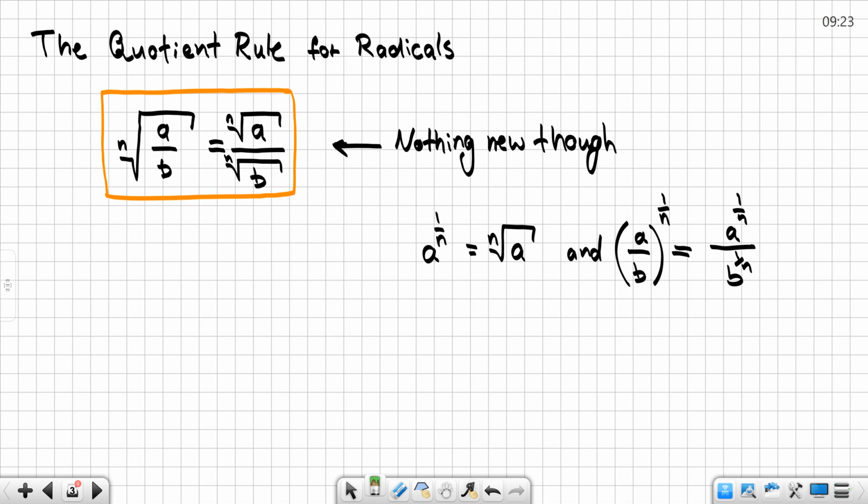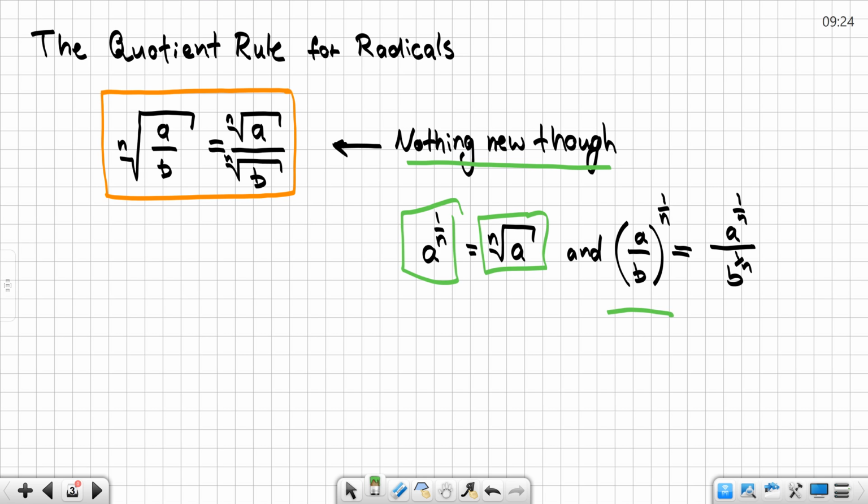Let's have a look at the quotient rule for radicals. This is really nothing new. The nth root of a divided by b is nothing else but the nth root of a over the nth root of b. Look where this really comes from. Quick reminder. A raised to the 1 over n was nothing else but the nth root of a.